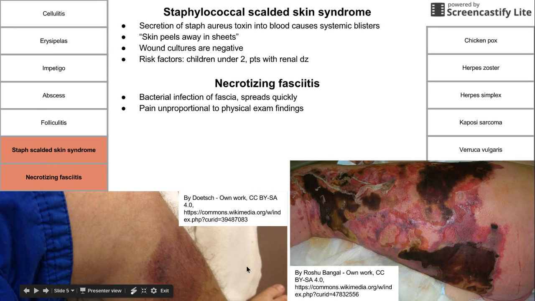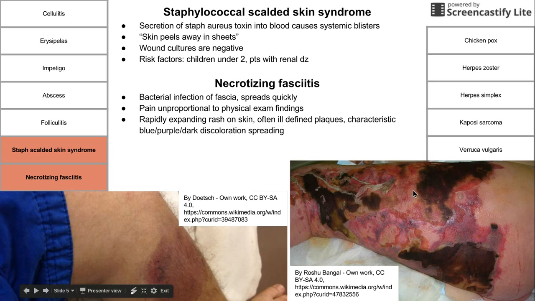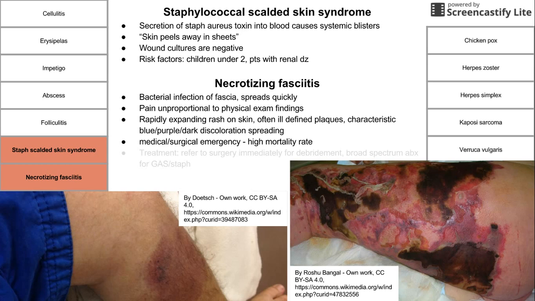These are usually described as pain disproportionate to the physical exam findings. So this doesn't look like it'd be all that painful, but the patient might be writhing in pain. It rapidly expands to a rash with often ill-defined plaques and characteristic purple, dark discoloration, and it spreads quickly.